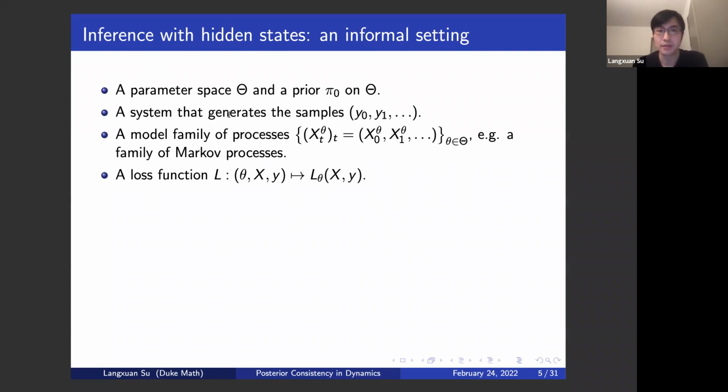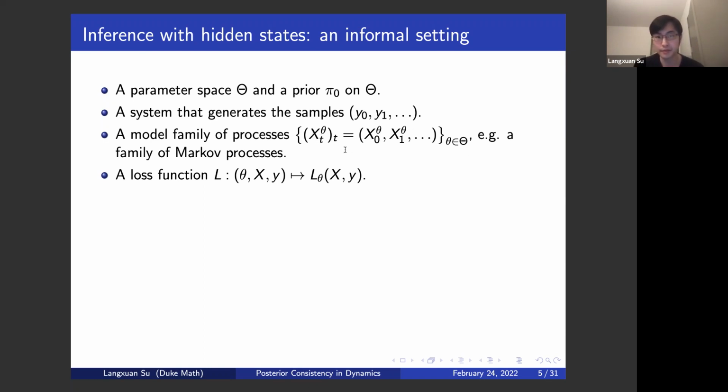And we have a system that generates the samples. We use the letter Y to denote the samples. And then we want to maybe learn or do inference on the parameters, maybe find out the true parameters of the underlying data generating distributions. And for that we use a model family of processes. So in the back of our head, we have a family of model processes that's parameterized by theta.